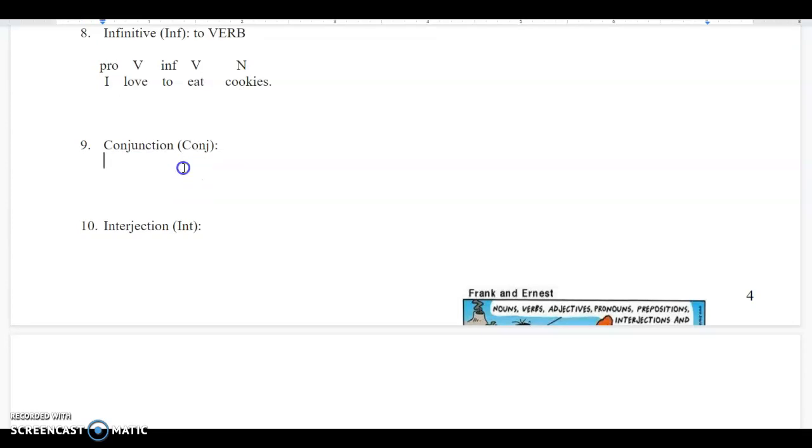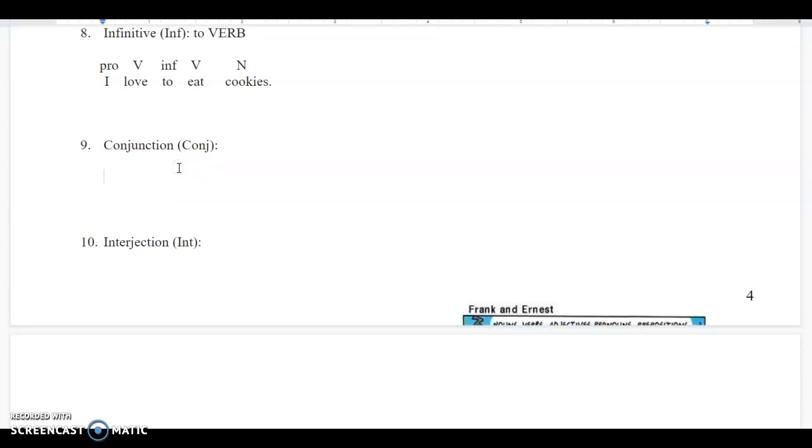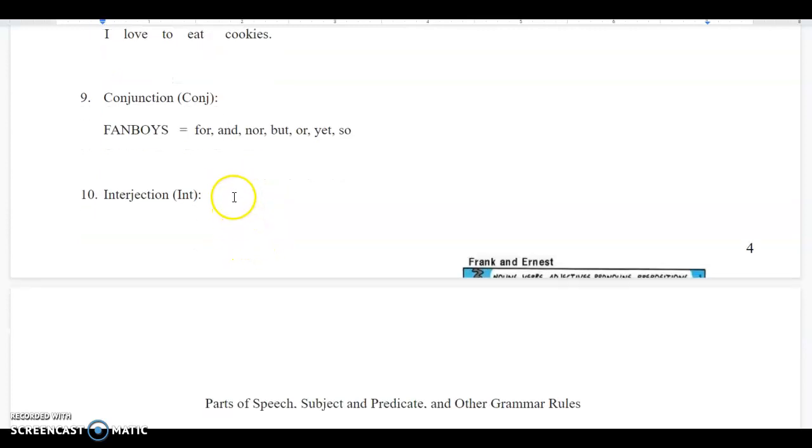Okay, conjunction. Conjunction connects words and phrases together. So conjunctions are words that connect words and phrases together. So if you know this acronym, it is fanboys. These are your major conjunctions. For, and, nor, but, or, yet, and so. Those are your major conjunctions. So anytime you see these words, they're conjunctions and they connect words and phrases together. You'll see conjunctions, fanboys, later on when you learn about your commas.